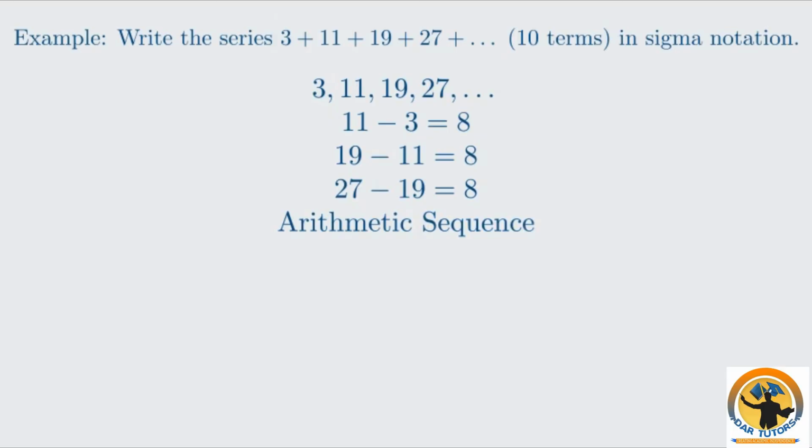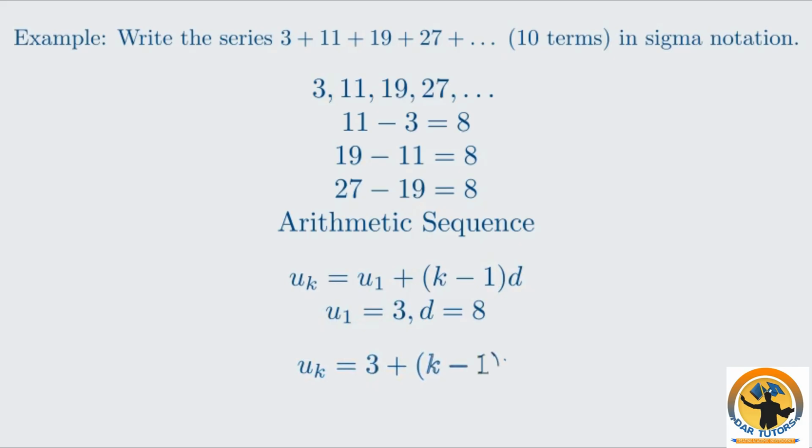For an arithmetic sequence, the general term, u sub k, is given by the formula u sub 1 plus k minus 1 times d, where u sub 1 is the first term, and d is the common difference. In our series, the first term, u sub 1, is 3, and the common difference, d, is 8. Now we substitute these values into the formula for the general term. This gives us u sub k equals 3 plus the quantity k minus 1 times 8.